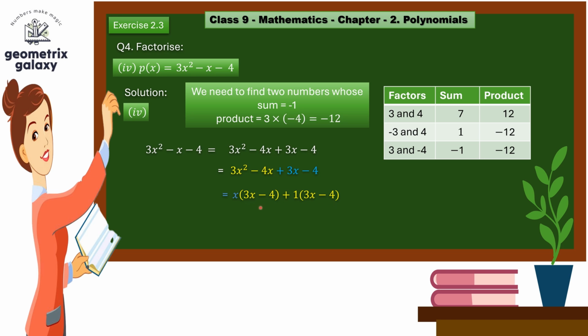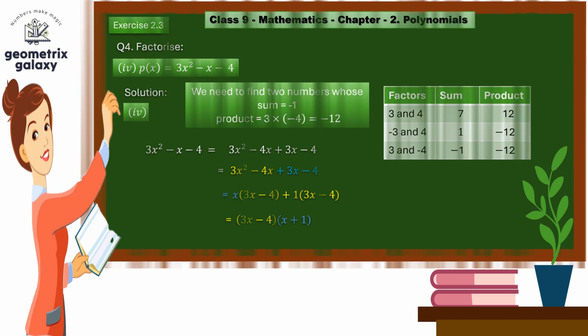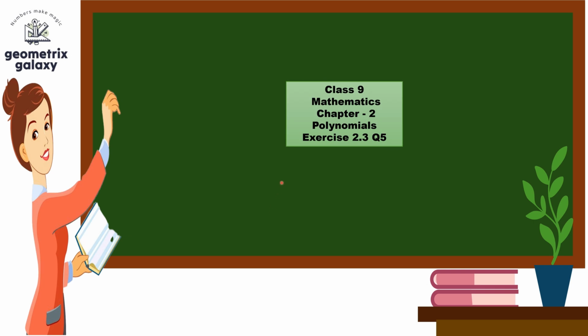Now we can see 3x minus 4 is common in both the terms. So we will take out 3x minus 4, leaving x plus 1 as another factor. So the factors are 3x minus 4 and x plus 1. This brings us to the end of this video. In the next video, we will see exercise 2.3 question number 5.